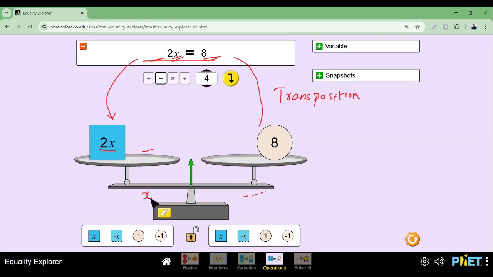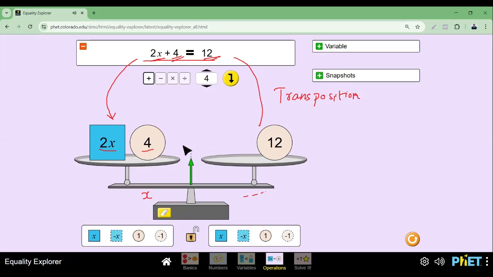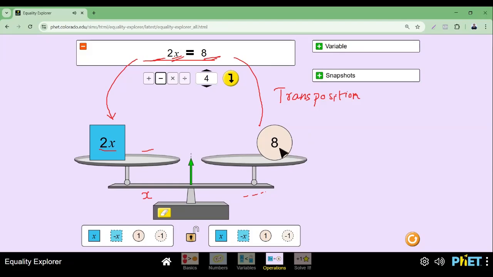Okay, let's do it again so that you understand. In the beginning, it was like this, isn't it? So we are going to take a snapshot of this. This was the equation. Now, I'm going to subtract -4 on both the sides. On this side, the 4 vanished. On this side, the 12 became an 8. Let's take another snapshot and see every step of what we're doing.